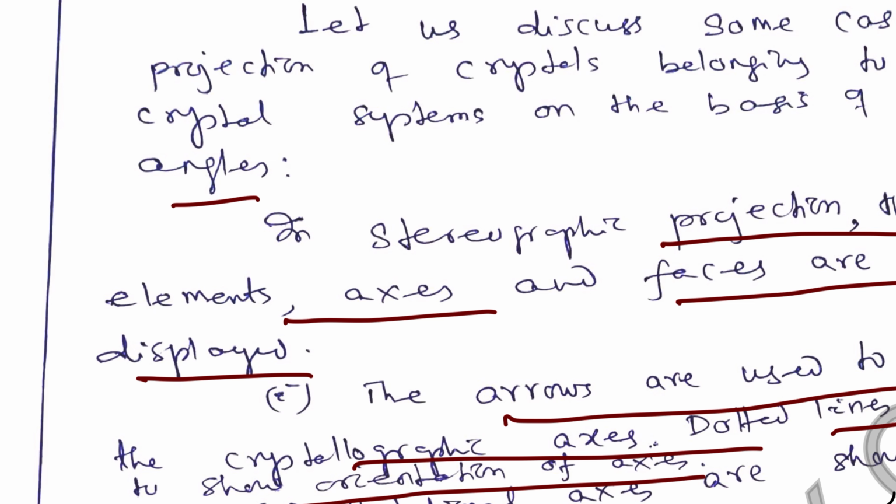In my previous video, I discussed the plotting of the rho and phi angles in the stereonet to find out the stereographic projection of the crystal model. Now we can make use of the interfacial angles directly to find out the stereographic projection of crystal models.